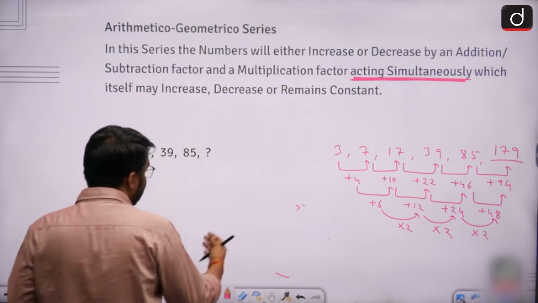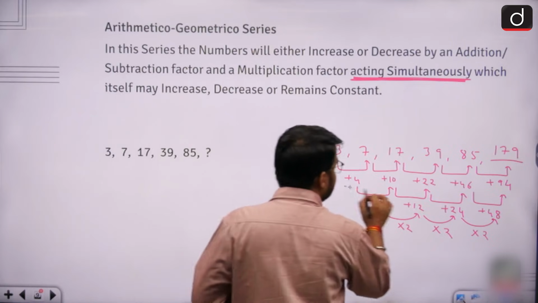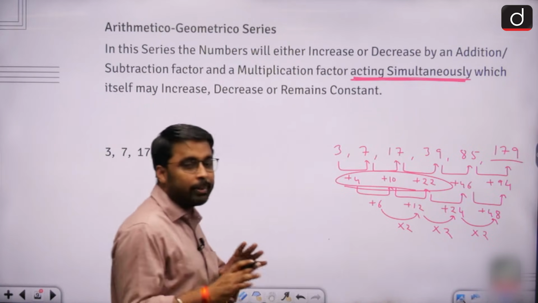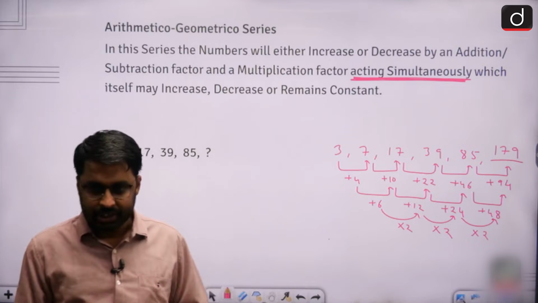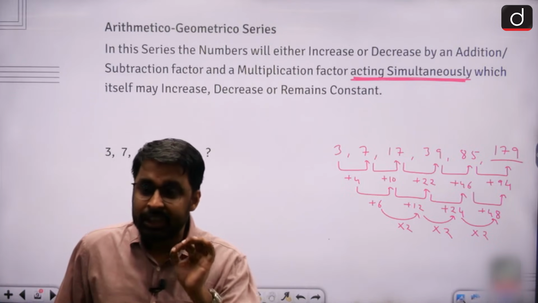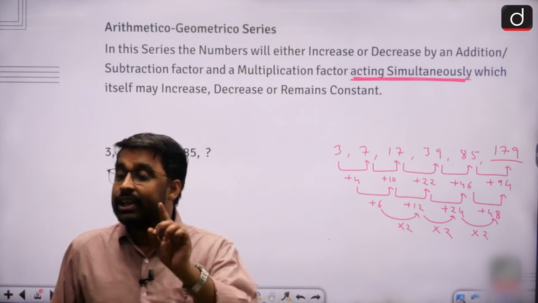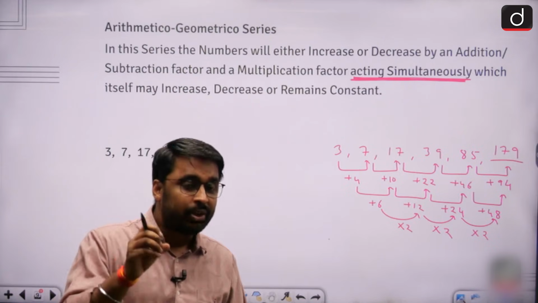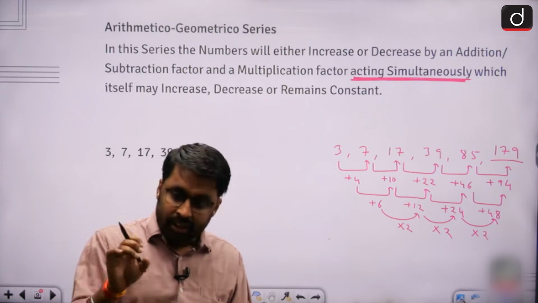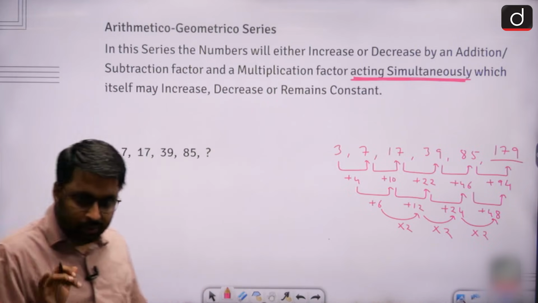Now, as I was saying, reading left to right, initially if 4, 10, 22 did not make any sense to me, I will say that the series is not of arithmetic nature. If the series is not of arithmetic nature, not of geometric nature, then it could be of arithmetico-geometrical nature. Now in an arithmetico-geometrical series, with the multiplication factor, an addition or subtraction factor is also involved.